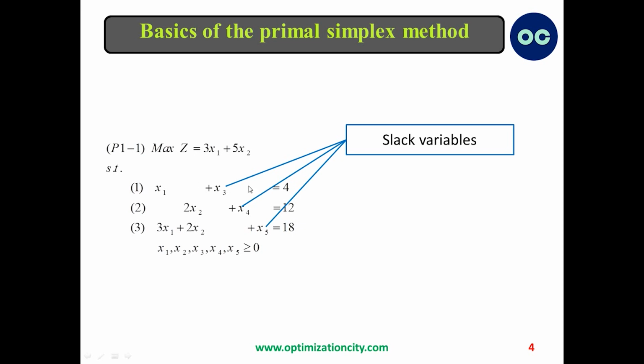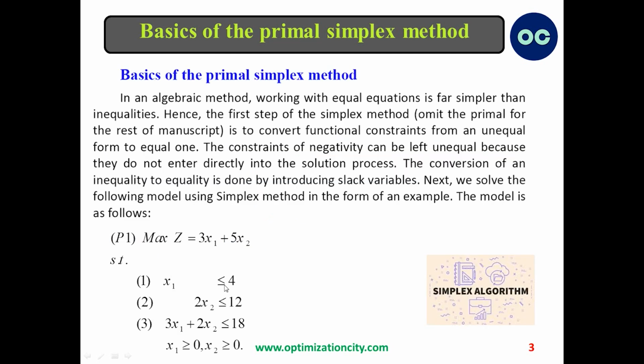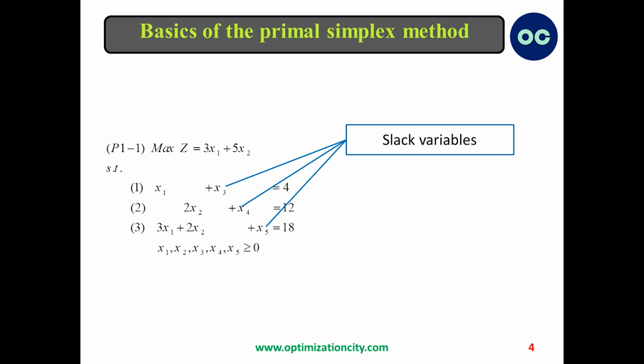To help illustrate this concept, let's consider a simple example. If we have constraint 1, x1 is less than or equal to 4, and x1 has a value of 1, then the slack variable would be equal to 3 because the summation of x1 and x3 would be 4. We can rewrite the constraint as x1 plus x3 is equal to 4, which is equivalent to x1 less than or equal to 4 when x1 is 1 and x3 is 3.